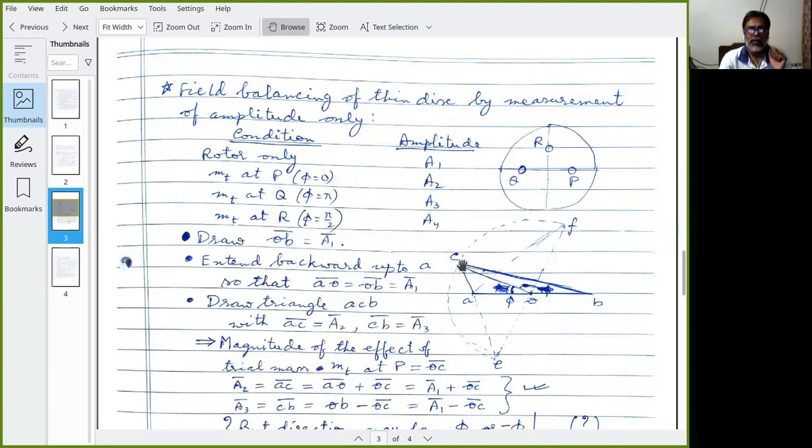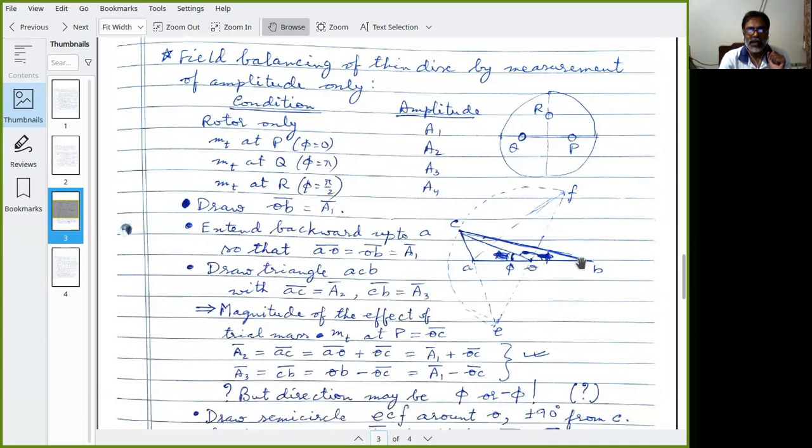Now, what you need to do? You have to multiply this trial mass with length OA divided by length OC, and then you have to turn it by angle phi. So you have got it, but there is an ambiguity, because the way we made the triangle, we could have made a reflection, with C down here, B here. It would be the same. In that case, it would be minus phi.